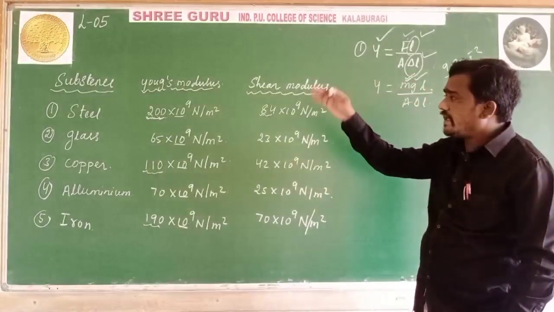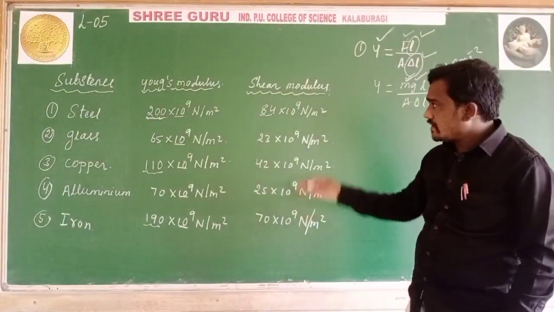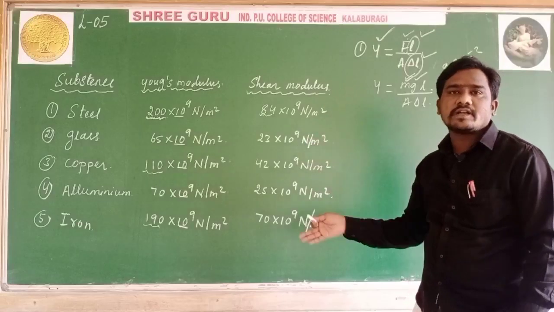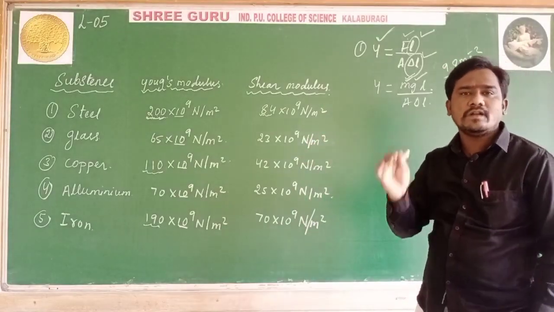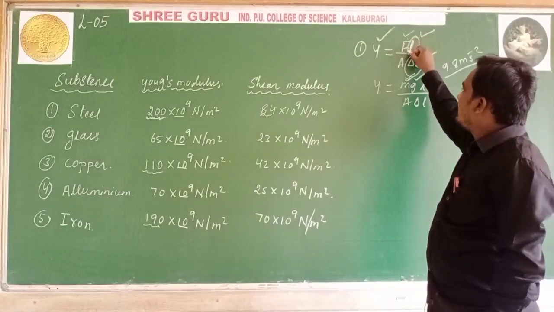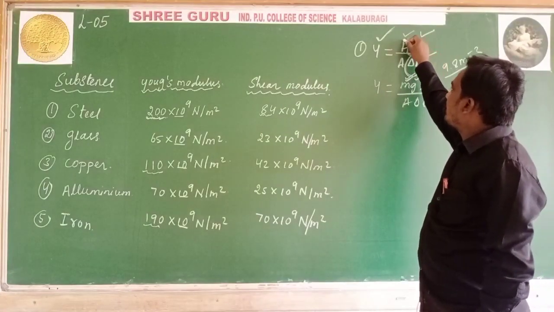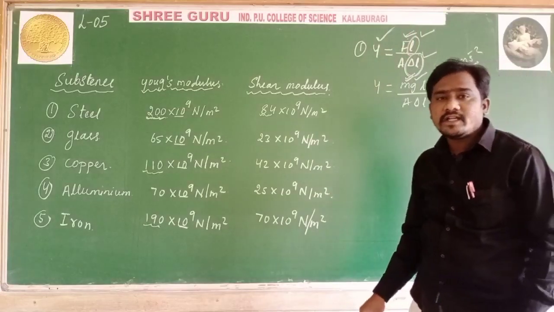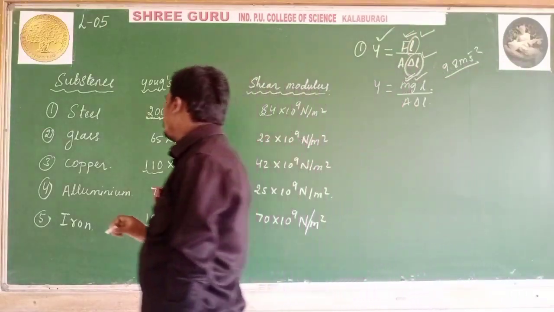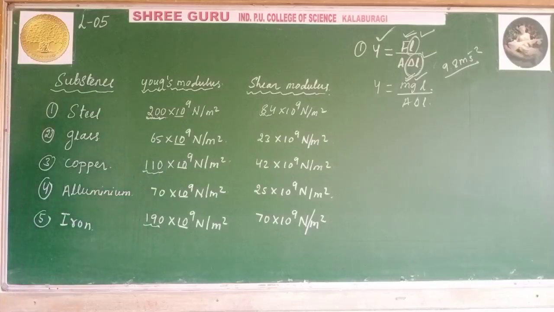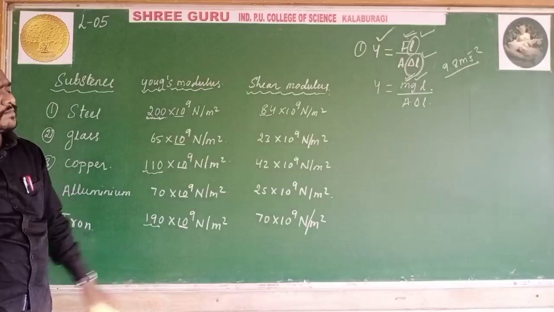Similarly, they made a column, and these are the values which we are going to use in numericals to solve for a particular length, a particular change in length, or a particular force applied on a particular material. This table is very useful for us to solve the numericals. Always keep in mind, these five are important, and many other substances are also there. You can go through some textbook and find the values of Young's modulus and shear modulus.